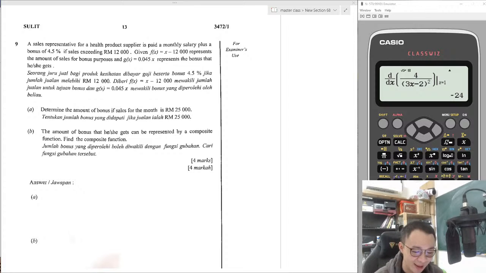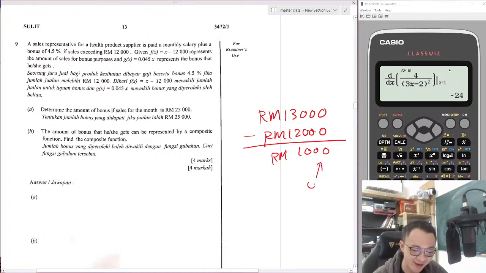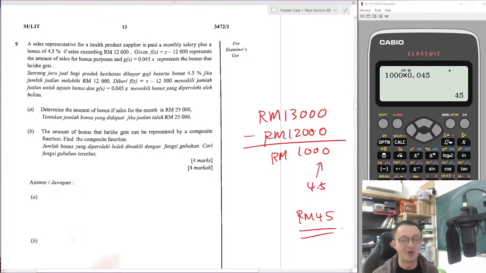So let's say I give you some example. If today I only do sales of 13,000, I don't get the 4.5% for the whole 13,000, because the sentence says if my sales exceed 12,000. So the minimum gap here is 12,000, and I need to minus 12,000 here. So I have 1,000, and my 4.5% will only be based on this 1,000. So I will get 1,000 multiplied by 4.5%, which is 0.045. So I will get a bonus of 45 ringgit only. If my sales hit 13,000, I only get a bonus of 45 ringgit.